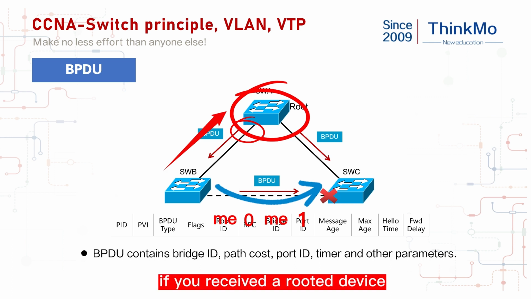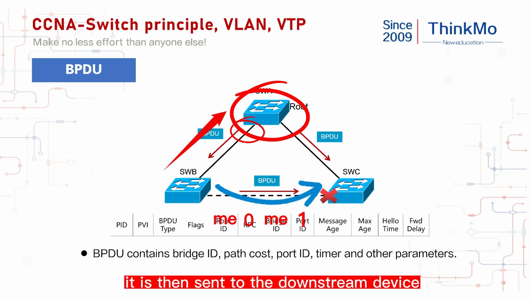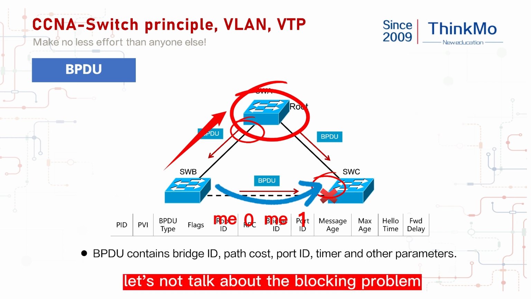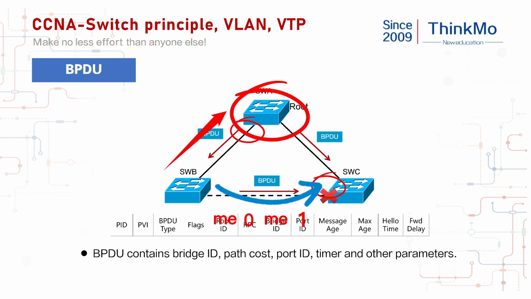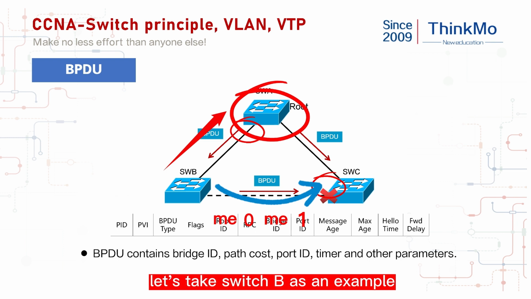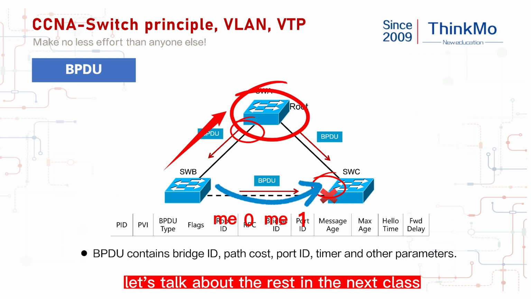If a device receives it, it then sends it on to the downstream devices. Certainly, it may be blocked here, but let's not talk about the blocking problem. Assuming it was sent out and received, then all of this inside is the root path cost sent to that device. Let's take switch B as an example. Let's understand briefly, and we'll talk about the rest in the next class.